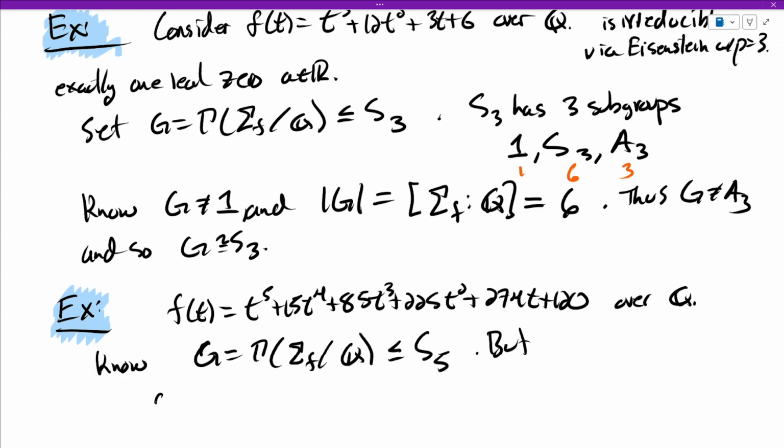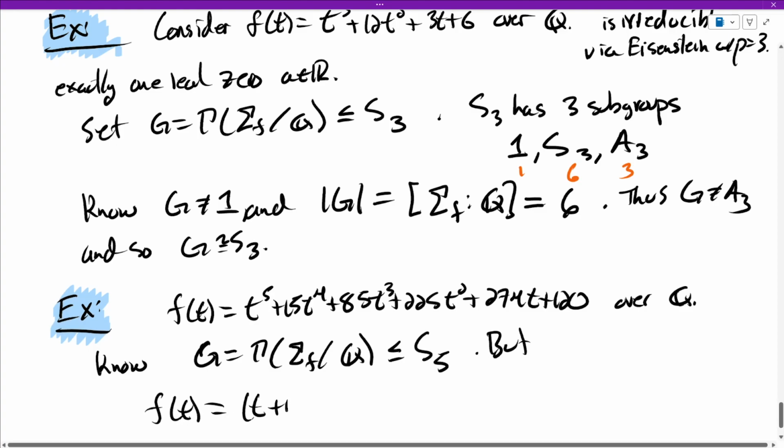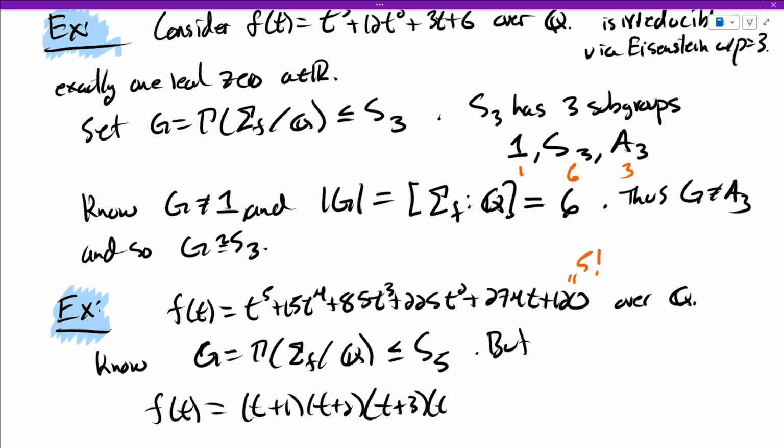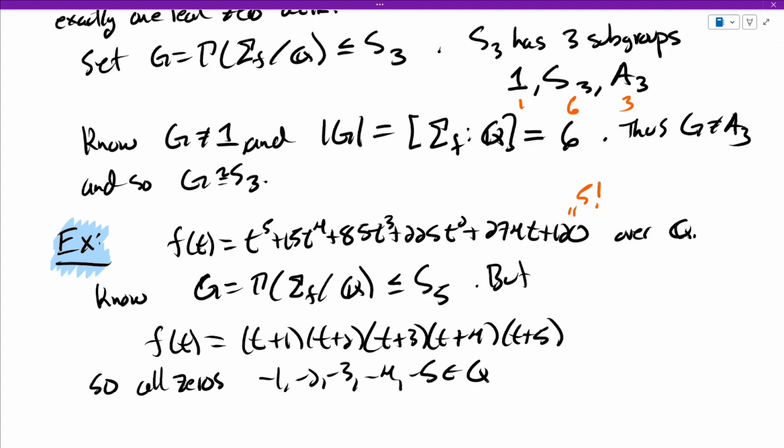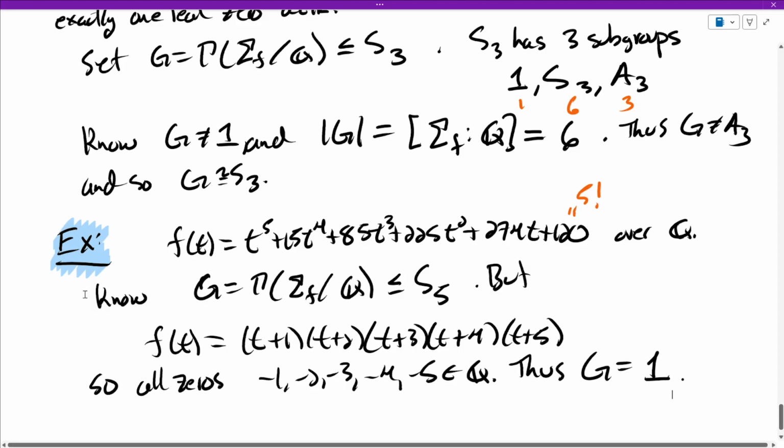But f factors completely. You can probably notice that 120 is 5 factorial. And you'll find f factors as t plus 1, t plus 2, t plus 3, t plus 4 times t plus 5. So all the zeros are rational. They are -1, -2, -3, -4, -5. They're all rational. And the elements of the Galois group have to fix the rationals. So the Galois group is actually the trivial subgroup of S5. When we add in the zeros, the extension is a trivial extension.